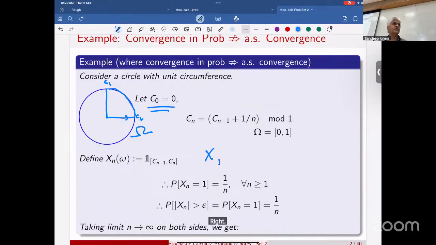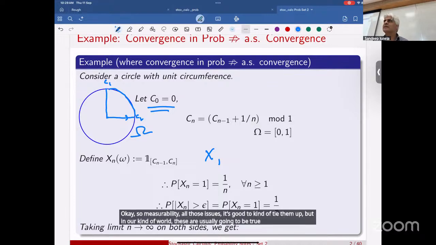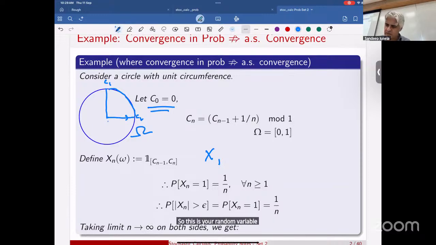The inverse image of any Borel set is going to be in the underlying Lebesgue measure that you have. So measurability, all those issues, it's good to tie them up, but in our world these are usually going to be true, but you should tie them up at this stage. So this is your random variable x1.